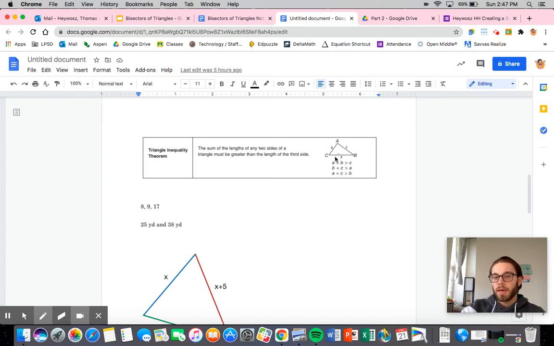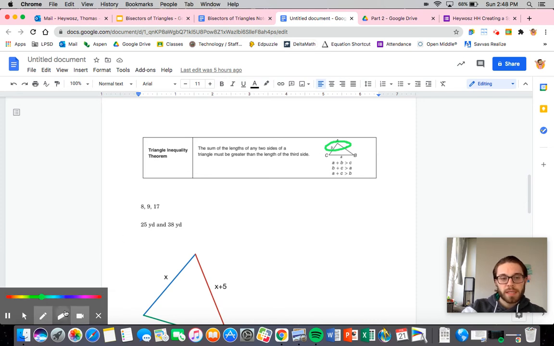So if I took A here, it has to be less than B plus C. If I added these two sides together, it must be a greater number than what A is. If I added B and A together, it must be greater than C. If I add A and C, it must be greater than B. That's all that the Triangle Inequality Theorem states. And if I give you three sides and they do not follow that property, then it's not actually a triangle, all right?